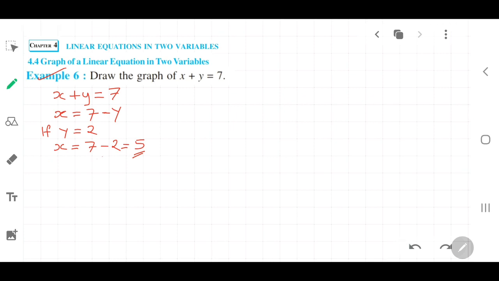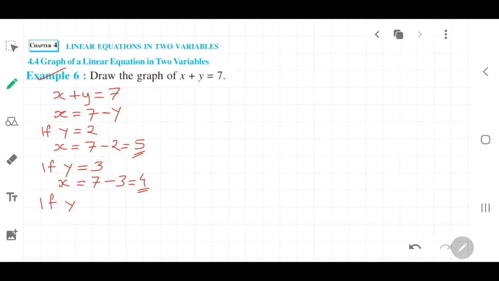Then if y you are taking 3, then what will be x? So x is equal to 7 minus y. So 7 minus y, in the place of y you write here 3. So how much will you get? You will get 4. Correct?